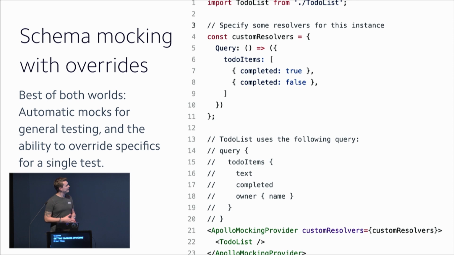Over here, my custom resolvers is the function that we wrote, which actually lets me add extra data. This is just a simple to-do list. All I care for this particular to-do list is that there's 2 items, one that is completed and one that is not. Everything else has been mocked, which means that when I run my code and I test it, I know exactly what I'm testing for.